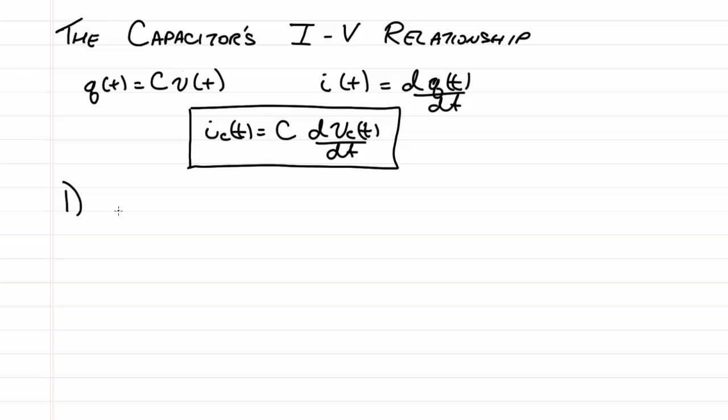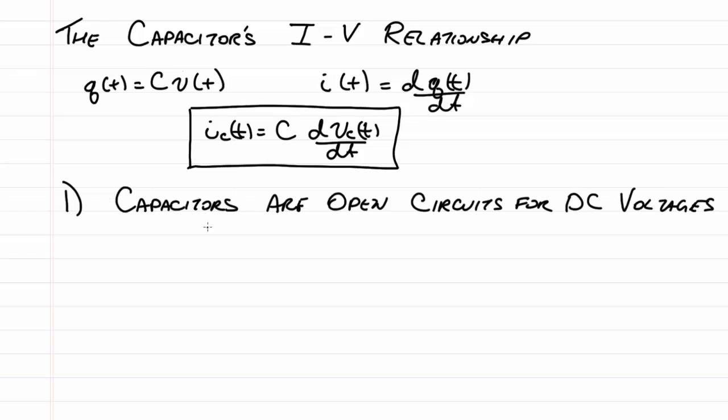Consequently, a capacitor with a constant or DC voltage across it has no current through it, and it appears like an open circuit. An open circuit implies that the current through the capacitor will be zero.